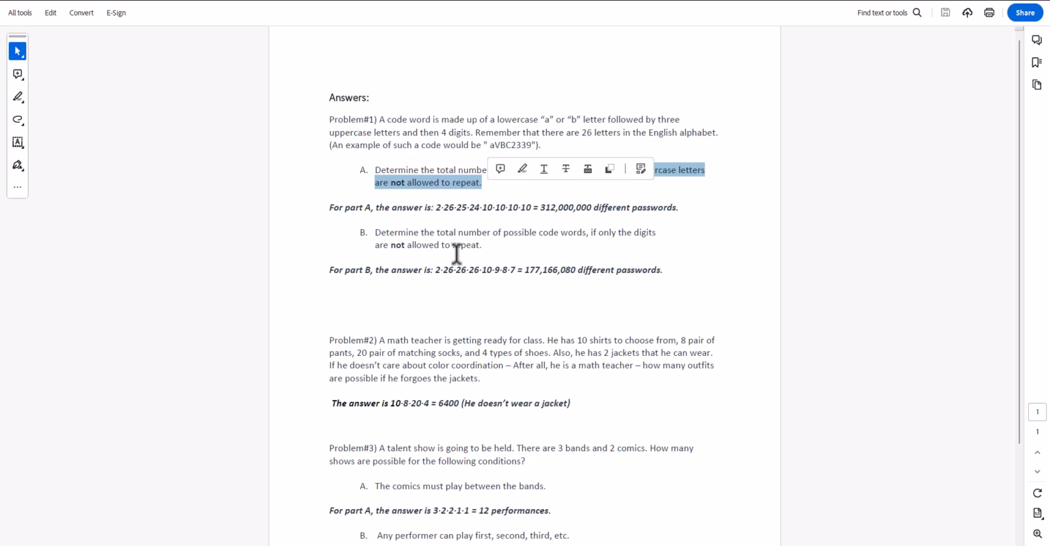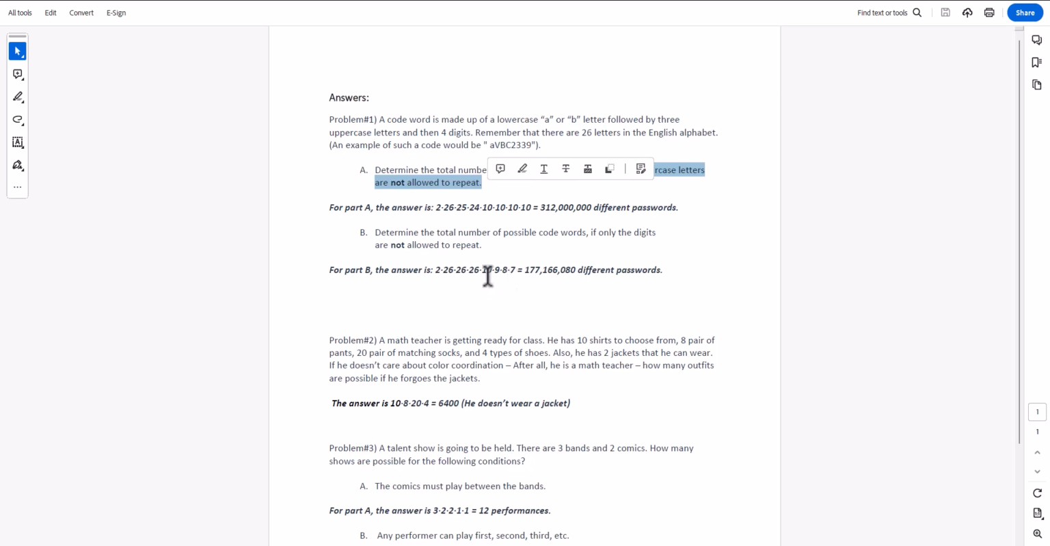Now, in the next example, it states only the digits are not allowed to repeat. So it's the same problem, but now only the digits cannot repeat. So once again, for the lowercase letter, we have 2 options, A or B. Now for the uppercase letters, we can reuse letters. So we have 26 options for each of those 3 uppercase letters. It's the digits that are not allowed to repeat.